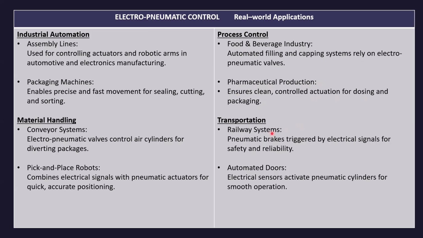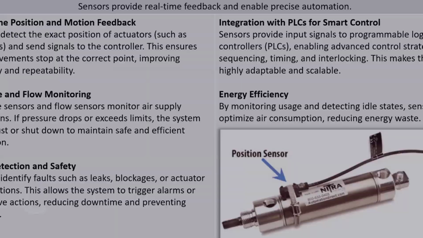Transportation, railway systems, pneumatic brakes. Did you ever hear the term air brakes? Well, there you go. Pneumatic brakes triggered by electrical signals for safety and reliability. Automated doors, for example: electrical sensors activate pneumatic cylinders for smooth operation of the automatic doors. It all makes sense, doesn't it?